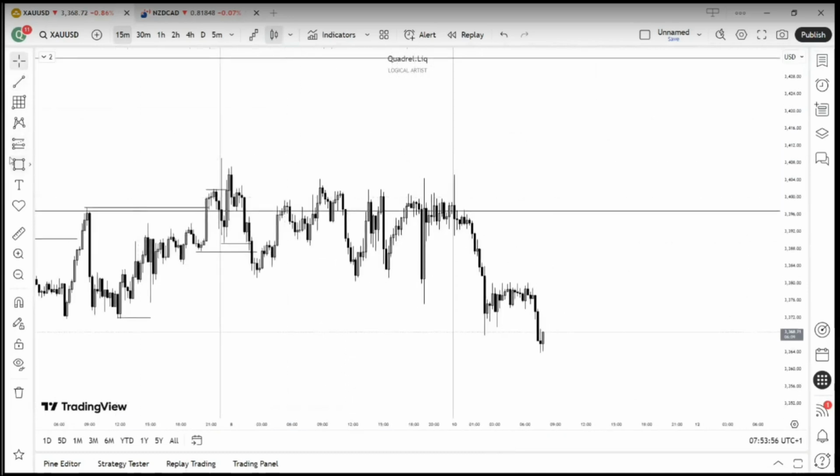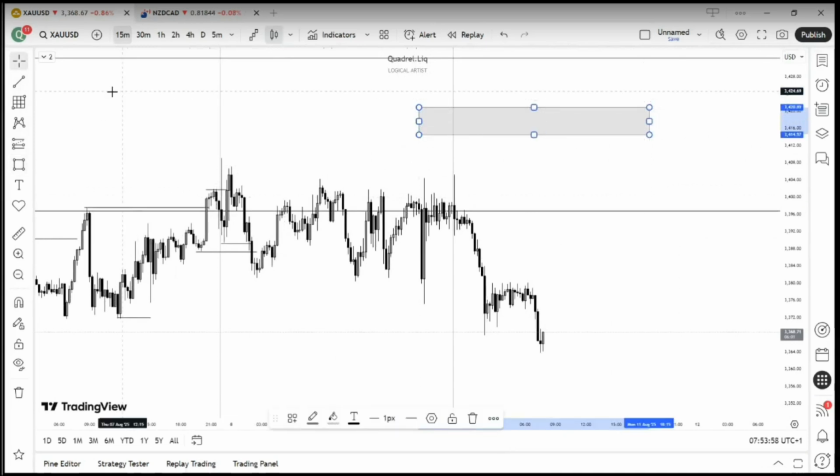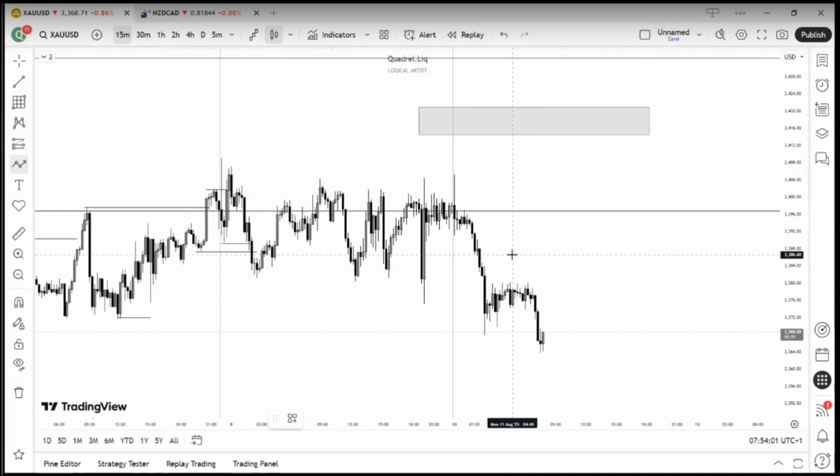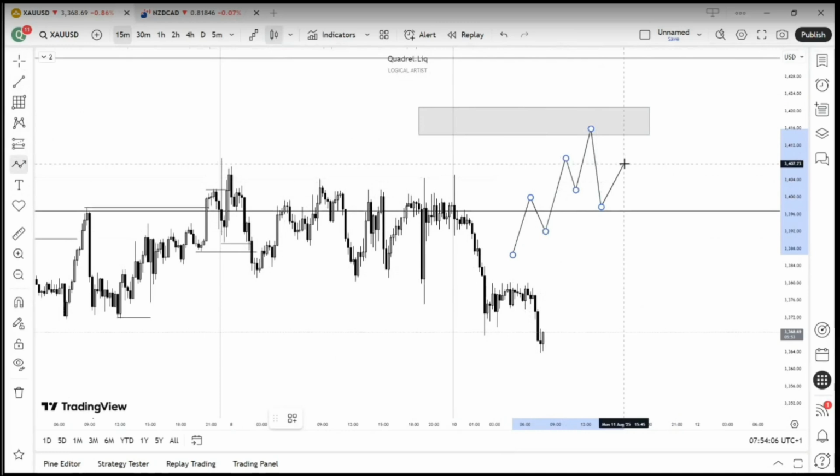This is what I mean. If this is a point of interest, while price is approaching it, first internal structure shift, second internal structure shift.